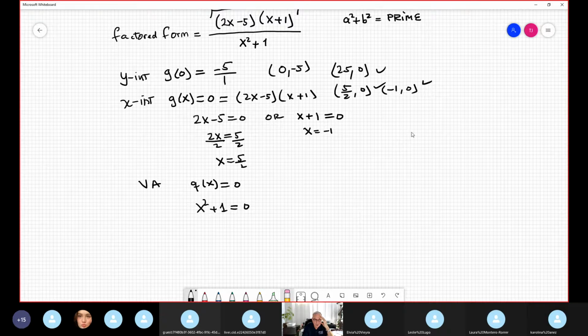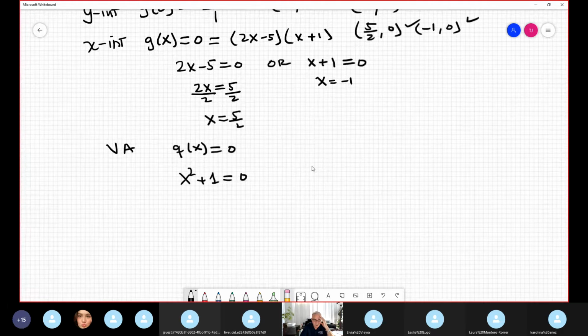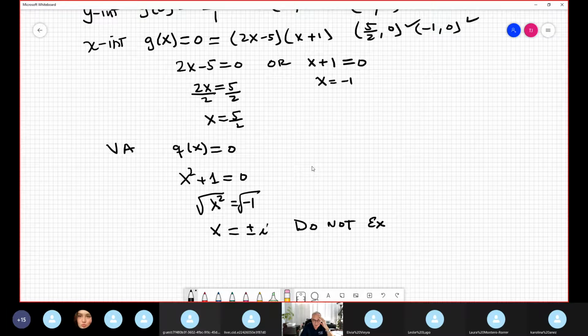Let me prove it quickly. To solve, it's immediately complex or imaginary. x squared is equal to -1. Apply the square root to both sides. x is equal to plus or minus i. Therefore, it does not exist. In this problem, we have no vertical asymptote because the solution of the polynomial in the denominator is complex or imaginary. Now, if the solution is real, then yes, it exists. Okay?